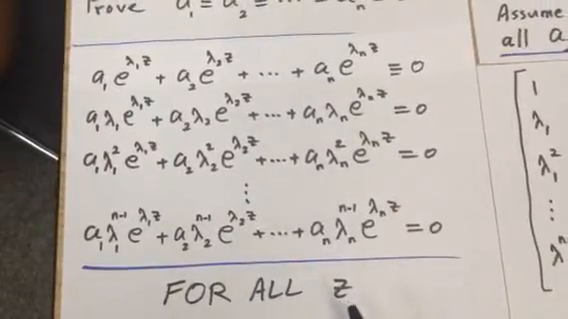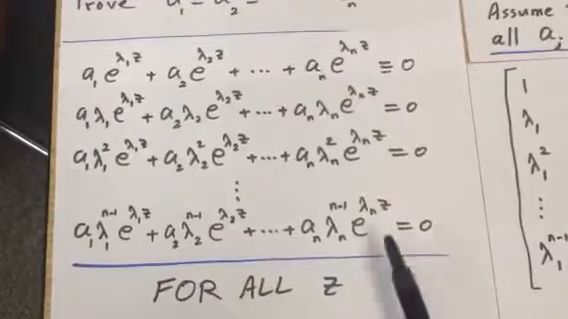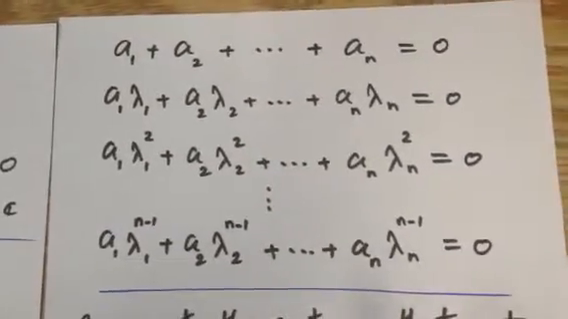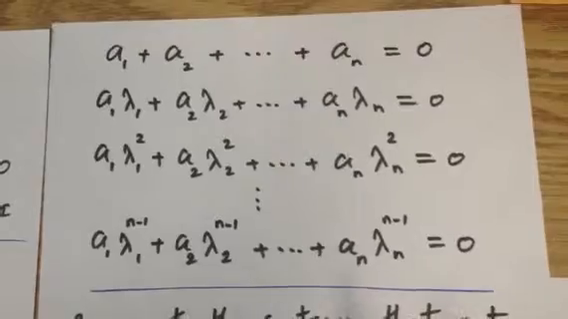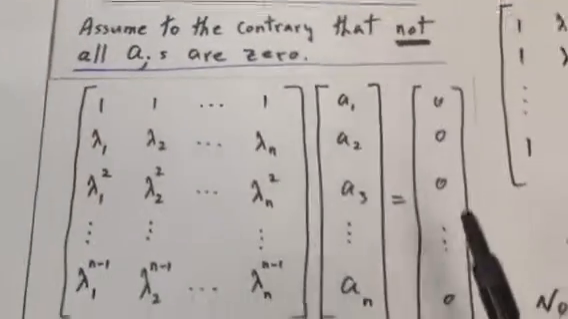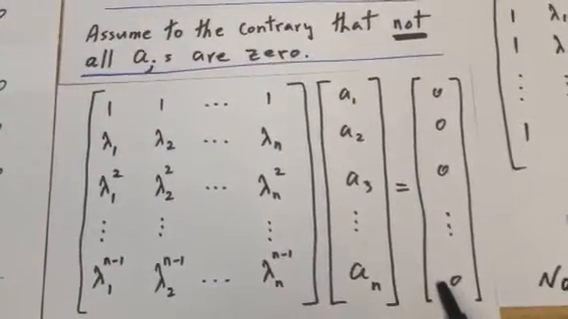Now, we can choose the simplest z, which is 0, plug in 0 here, and that simplifies this linear system. So we get this system of equations. And then this can be written in a matrix form this way. It's a homogeneous system of equations.